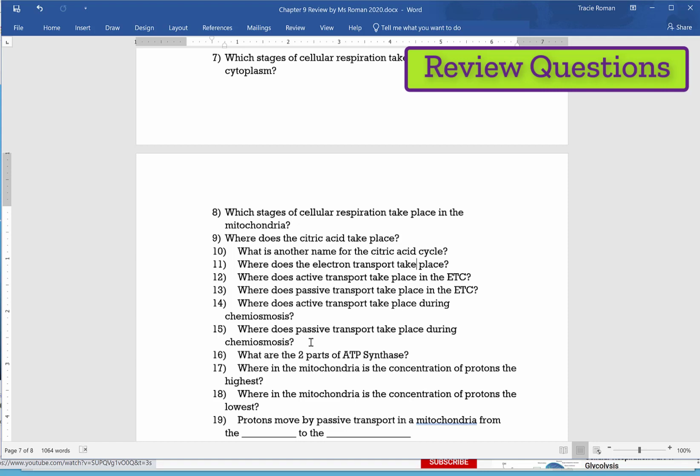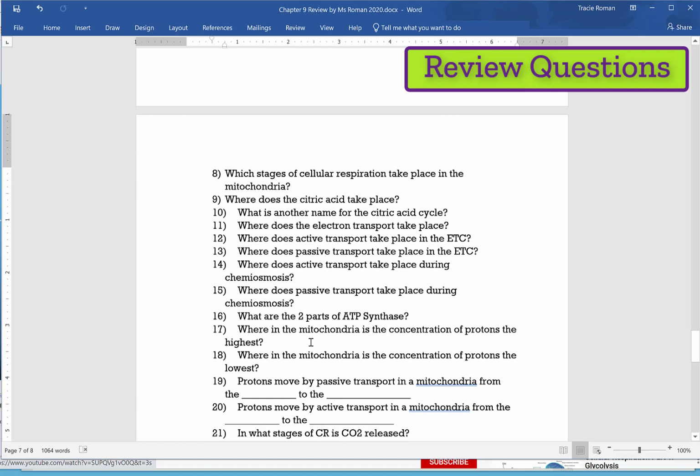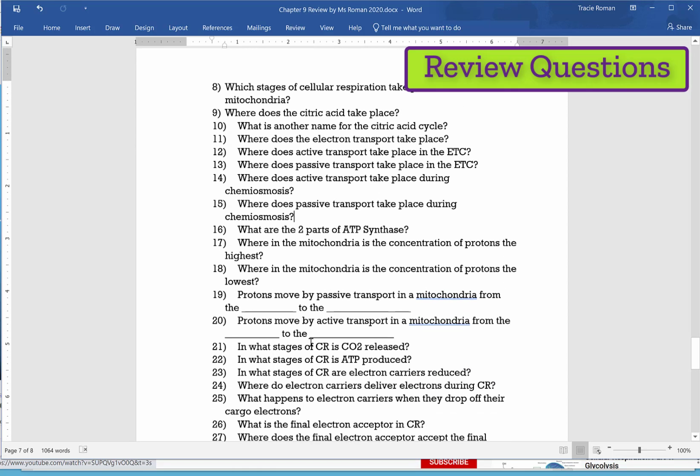Where in the mitochondria is the concentration of protons the highest? That would be in the inner membrane space. The inner membrane space has the concentration of protons increasing because the electron transport chain is pumping protons there. And where in the mitochondria is the concentration of protons the lowest? That would be in the matrix. And that's because the electron transport chain is actively pumping protons out of there.